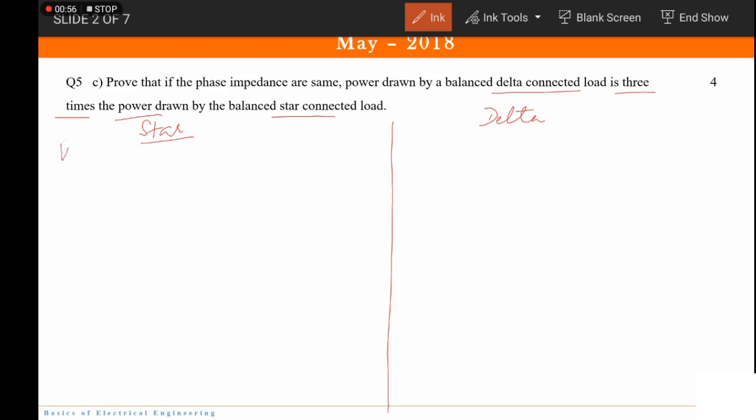What is the relationship in star connection? Here the phase voltage is given by VL by root 3, and the line current and phase current are same. Whereas in delta connection, line voltage and phase voltages are same, but phase current is given by line current by root 3. So you have to remember these relations. Now it is very easy for us to do calculations.